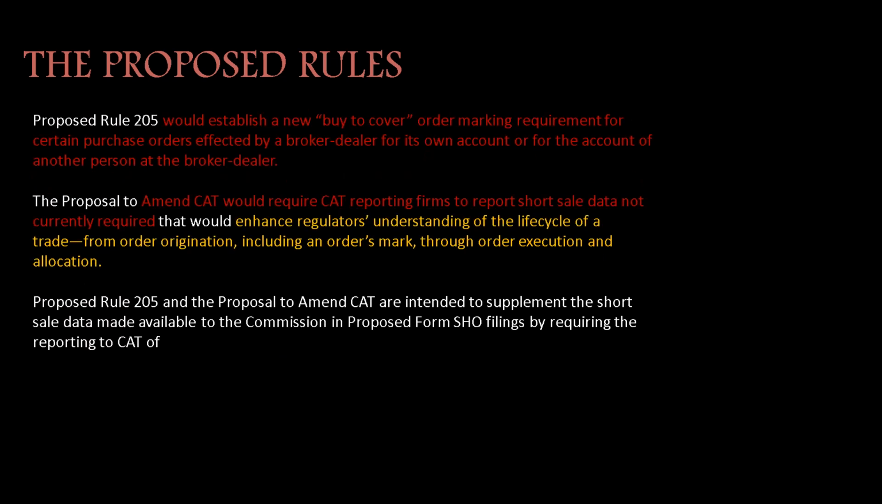Now we have proposed Rule 205, which would establish a new buy-to-cover order marking requirement for certain purchase orders effected by a broker-dealer for its own account or for the account of another person at the broker-dealer. The proposal to amend CAT would require CAT reporting firms to report short sale data not currently required that would enhance regulators' understanding of the life cycle of a trade from order origination, including an order's mark, through order execution and allocation. Now, proposed Rule 205 and the proposal to amend CAT are intended to supplement the short sale data made available to the Commission in proposed Form SHO filings by requiring the reporting to CAT.